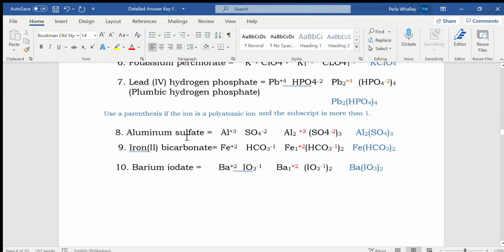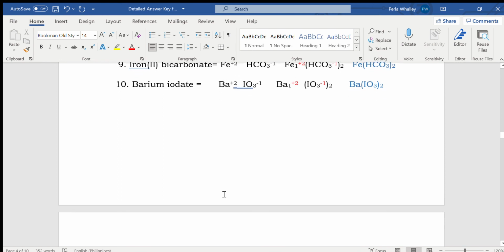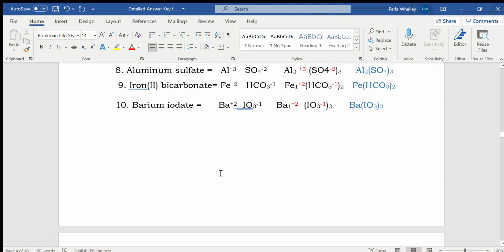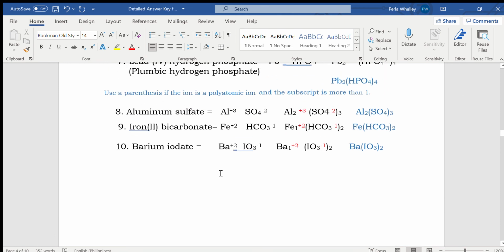So aluminum sulfate, the same process, the same with number 9, iron bicarbonate, iron 2 bicarbonate, and number 10, barium iodide. So that is the end of writing names and formulas of compounds.